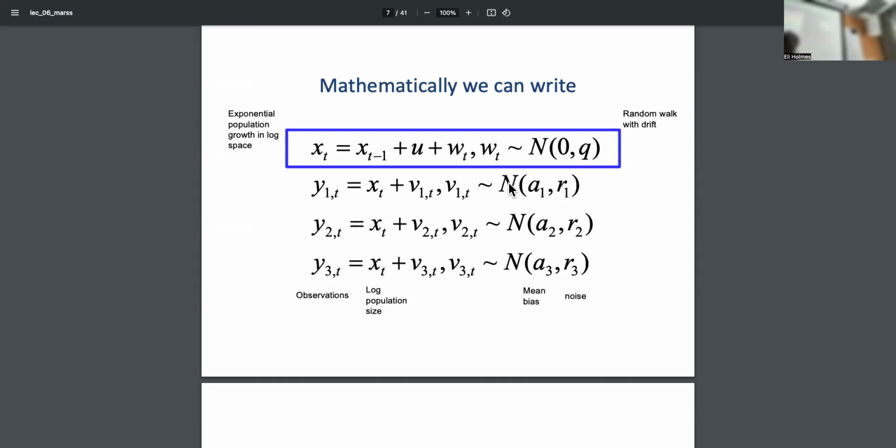And then we also have noise. So these are not perfect measurements of X. They have noise associated with them. We don't know what that is.